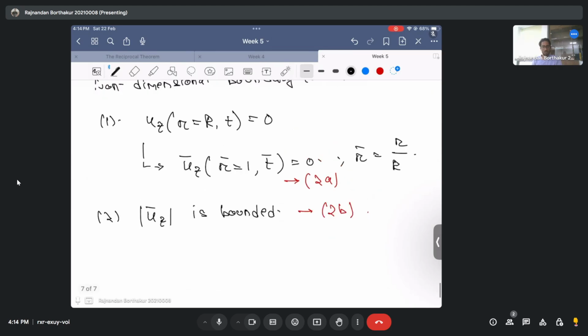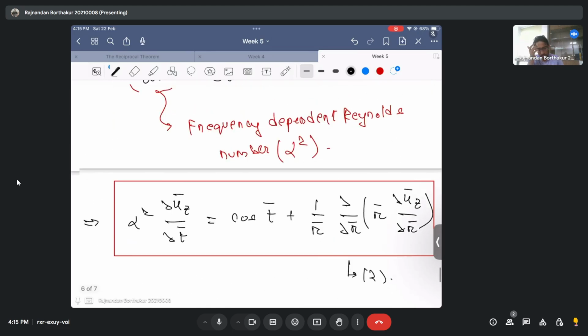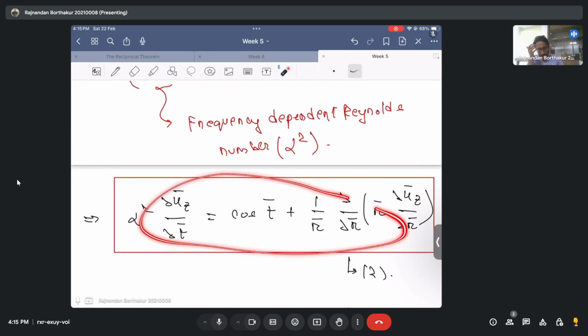Okay. So we also finish one more objective, that is we derive. So we have chosen all the characteristic scales based on a physical picture of the problem. We define the different non-dimensional variables. We substituted the non-dimensional variables into the dimensional governing equations to get the non-dimensional governing equation, which was equation 2a. And we looked into a parameter that popped out of this analysis, which is nothing but the frequency dependent Reynolds number.